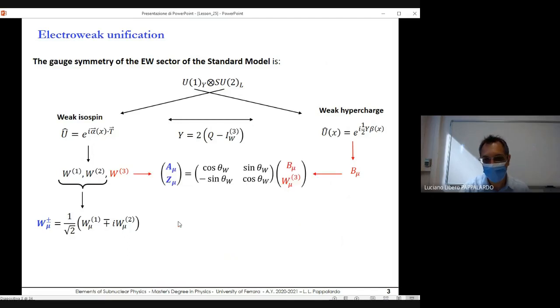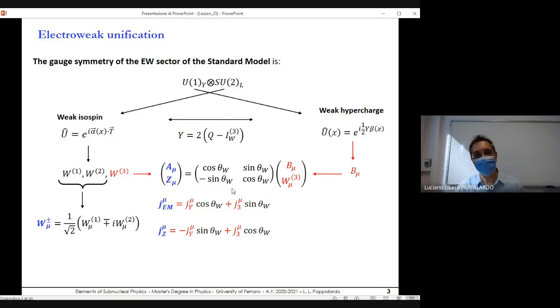Now we also found that the physical photon and Z boson are obtained through a mixing of the B and the W3, so these two neutral gauge bosons, through a rotation matrix which is driven by one single parameter, which is the Weinberg mixing angle, theta Weinberg. And in the same manner, we can also develop the electromagnetic current and the current for the Z boson as the combination of the weak hypercharge and J3 currents.